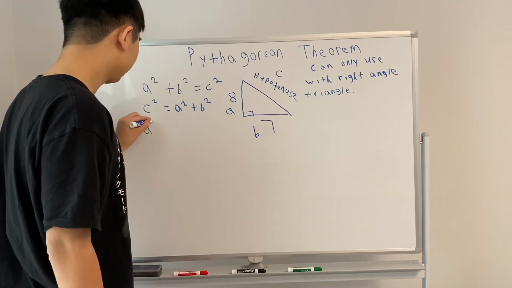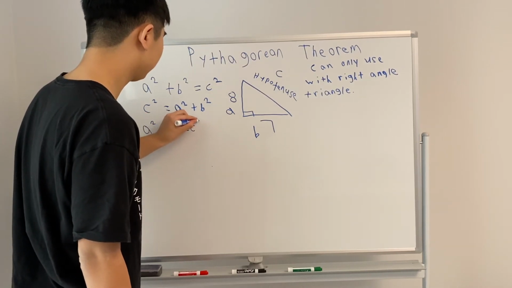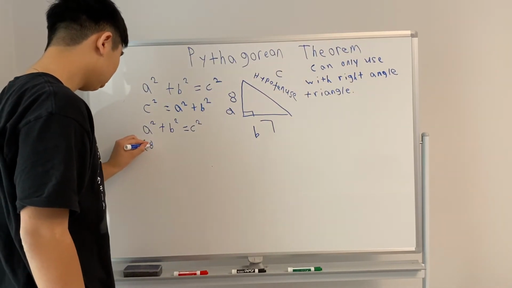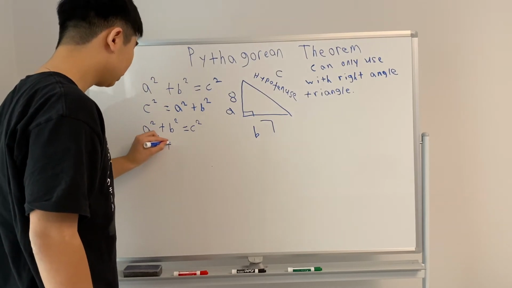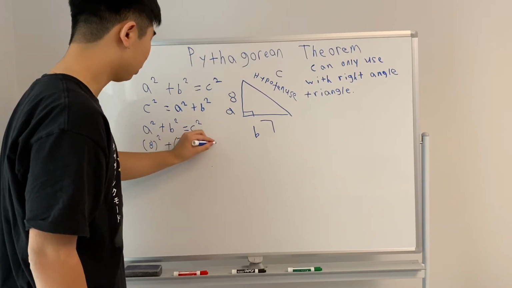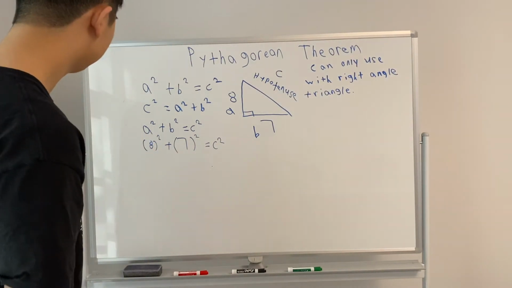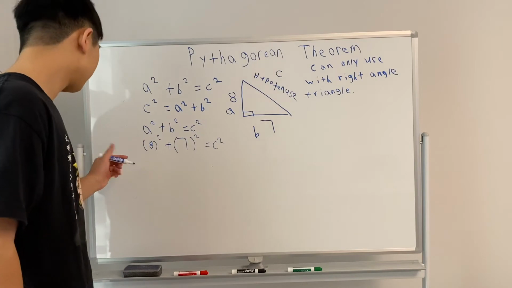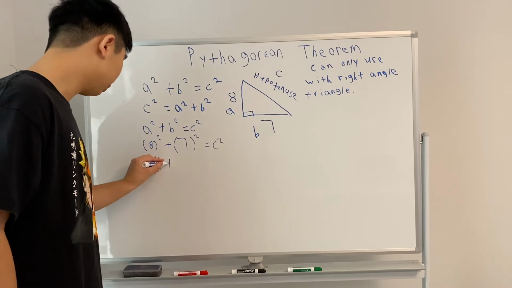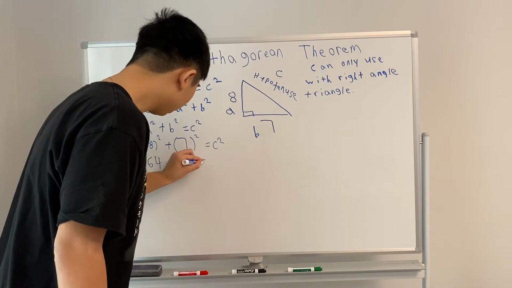I'll just write it out again. A squared plus b squared equals c squared. So what's A? It's 8. So 8 squared plus b squared, 7, equals c squared. Okay? So what's 8 to the power of 2? I should have picked smaller numbers. 64. And 7 to the power of 2 is 49. Equals c squared.